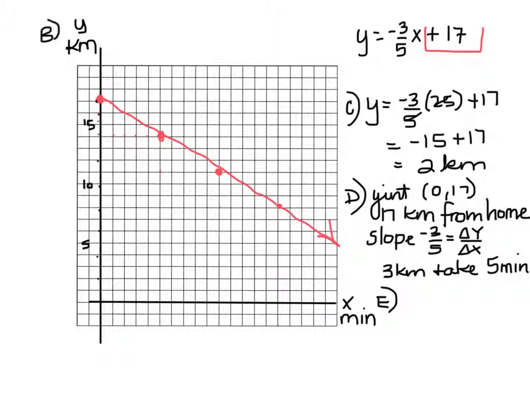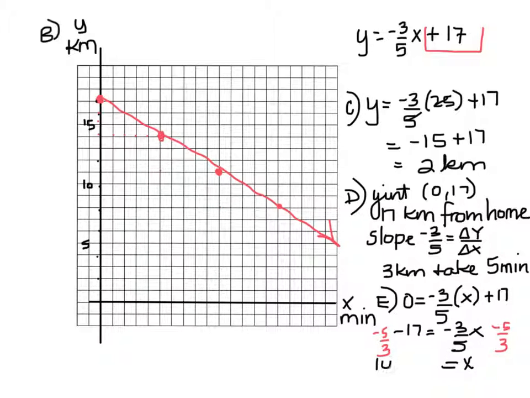E, when do I get home? Well, I get home when I'm at 0 kilometers, so I'm going to do it backwards this time. 0 kilometers equals -3/5 times some amount of time plus 17. I'm going to subtract 17. I'm going to multiply by the reciprocal. So I will get home in 10.2 minutes.